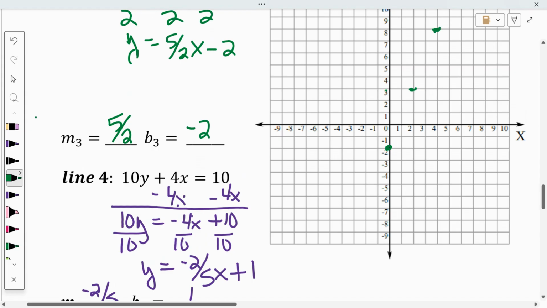I can also start at the negative 2 and go down 5, 1, 2, 3, 4, 5, and to the left 2. So this is line 3.